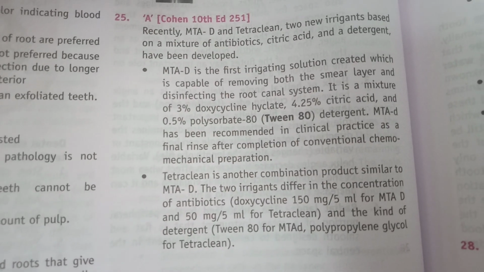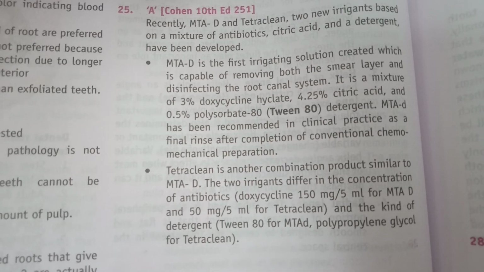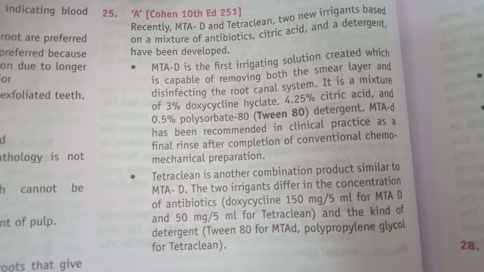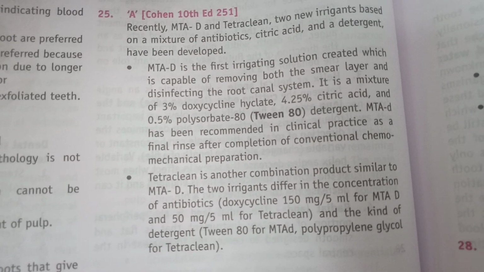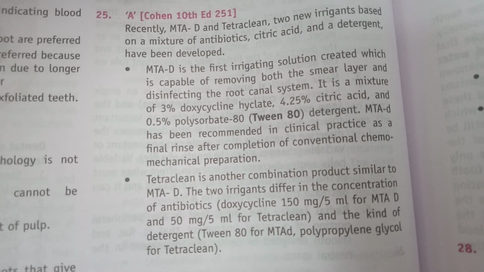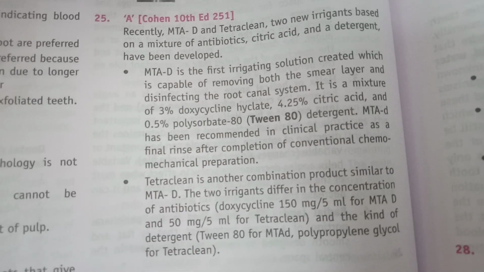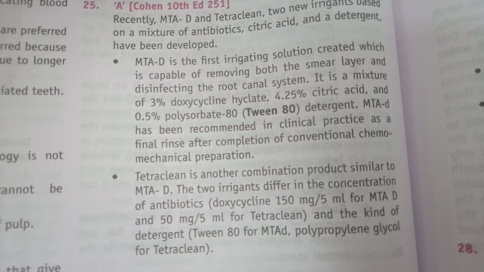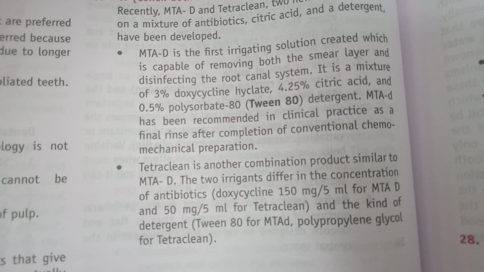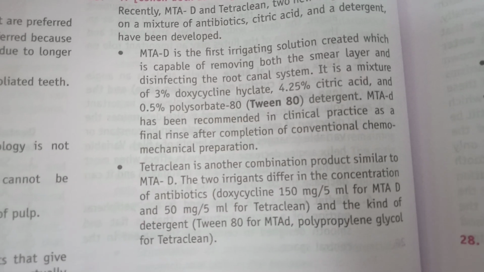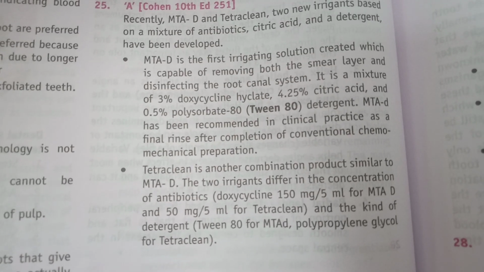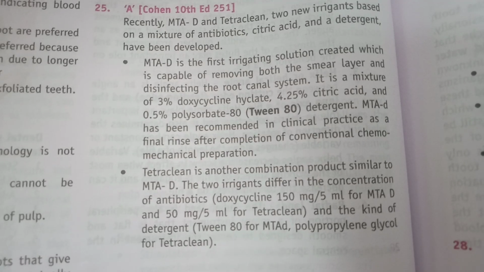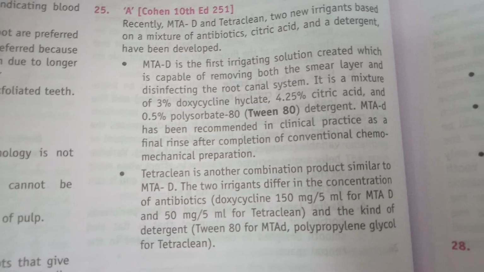Tetraclean is another combination product similar to MTAD. The two irrigants differ in the concentration of antibiotics: doxycycline 150 mg per 5 ml for MTAD and 50 mg per 5 ml for Tetraclean, and a kind of detergent, Tween 80 for MTAD and polypropylene glycol for Tetraclean. So the difference of these two irrigants is concentration of antibiotic and the kind of detergent.